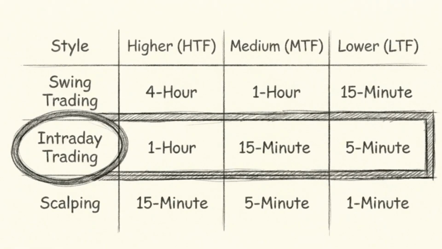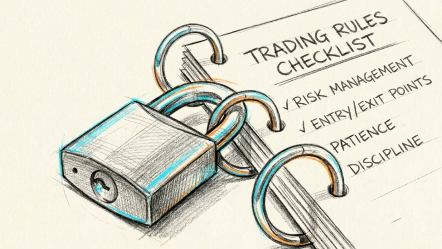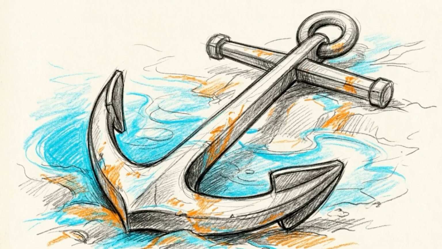Swing traders need a wide view, the 4-hour, 1-hour, and 15-minute. Intraday traders move faster, using the 1-hour, 15-minute, and 5-minute, our working example today. Scalpers need the tightest view, 15-minute, 5-minute, and 1-minute. Locking in your specific trio before you even open a chart prevents impulsive timeframe hopping and establishes a strict rule set for every trade.